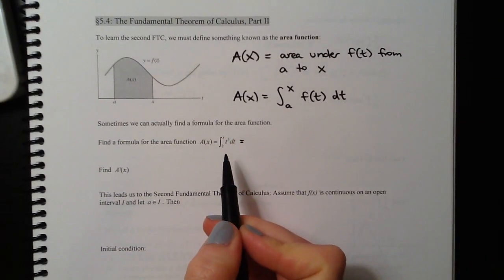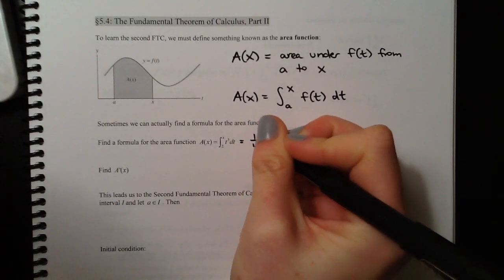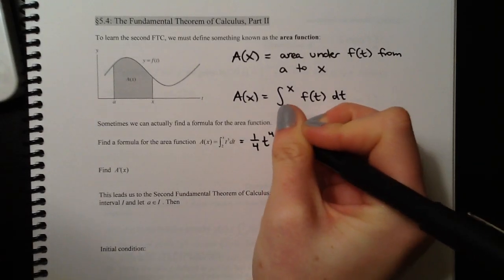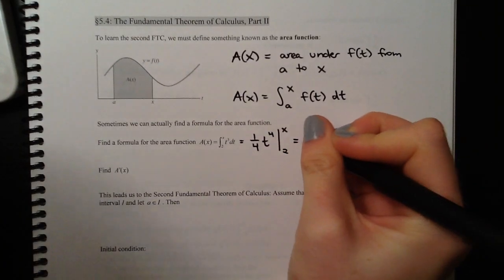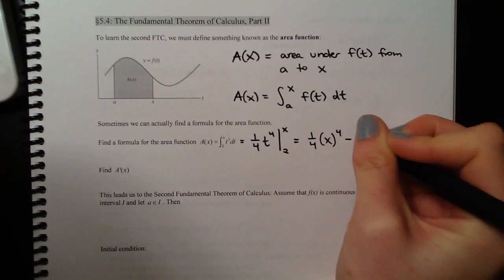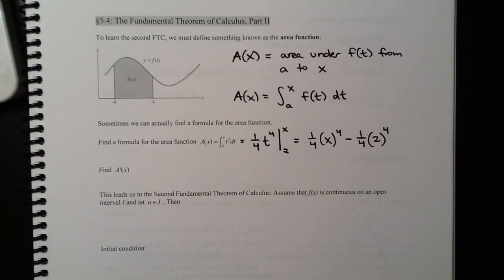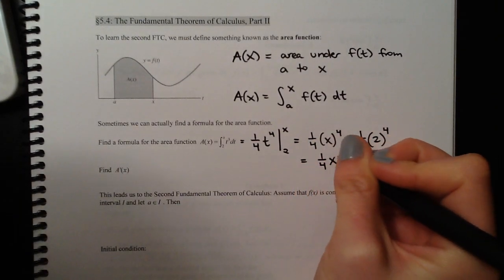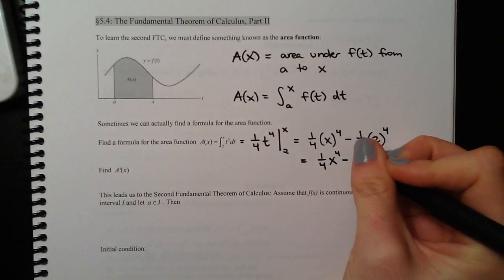Okay, so the formula works like this. We take the antiderivative. So the antiderivative of t cubed, we have 1/4 t to the 4th. And then we are evaluating from 2 to x. So the way the fundamental theorem works, remember, we plug in our upper bound and then subtract what we get when we plug in our lower bound. Okay, so we're going to simplify that up. So we get just 1/4 x to the 4th, and then minus 2 to the 4th is 16, a fourth of 16 is 4.